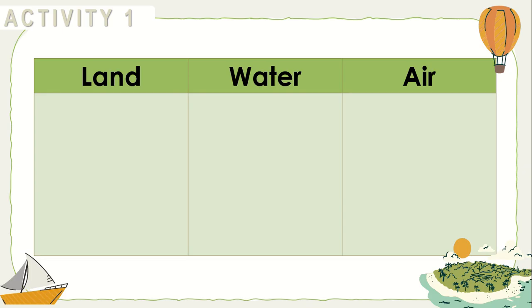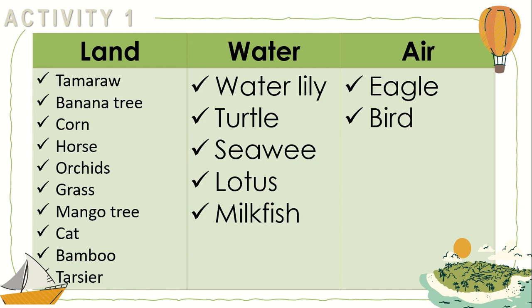Okay, let us now check. So here are the correct answers. For land, we have tamaraw, banana tree, corn, horse, orchids, grass, mango tree, cat, bamboo, and tarsier. For water, we have water lily, turtle, seaweed, lotus, and milkfish. And for air, we have eagle and bird.